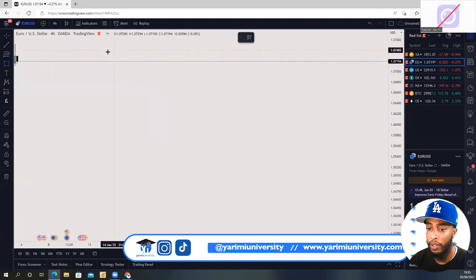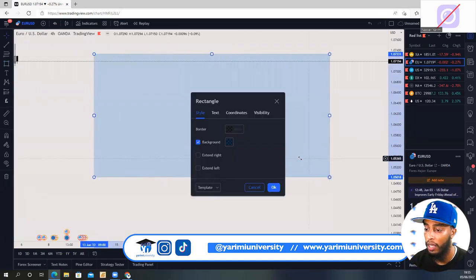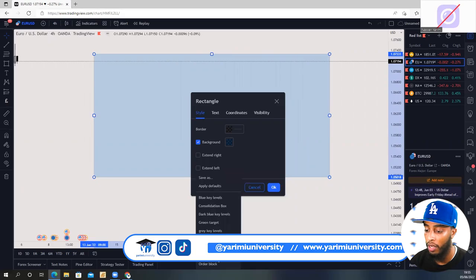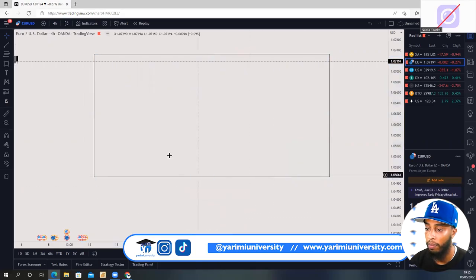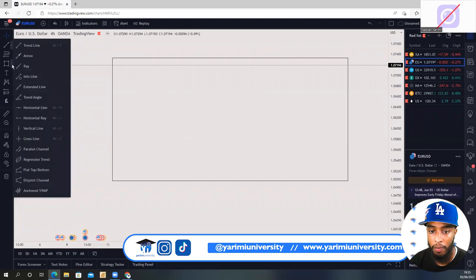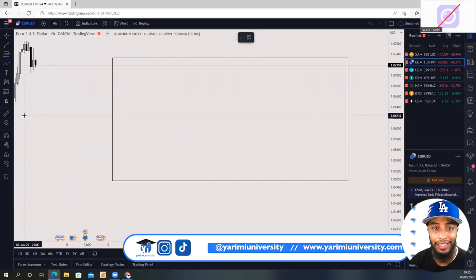So what I want to do is draw a rectangle here first, okay? I want to mark out this area, and I just want to use the plain box, okay? So I'm going to use a path, my path tool, just to show you guys exactly how Wyckoff looks, okay?